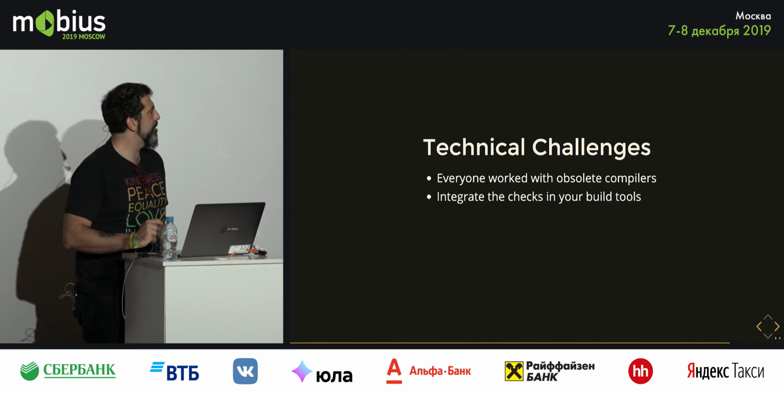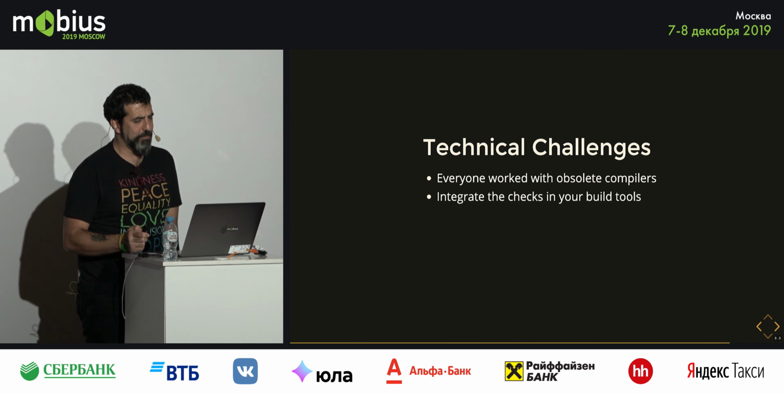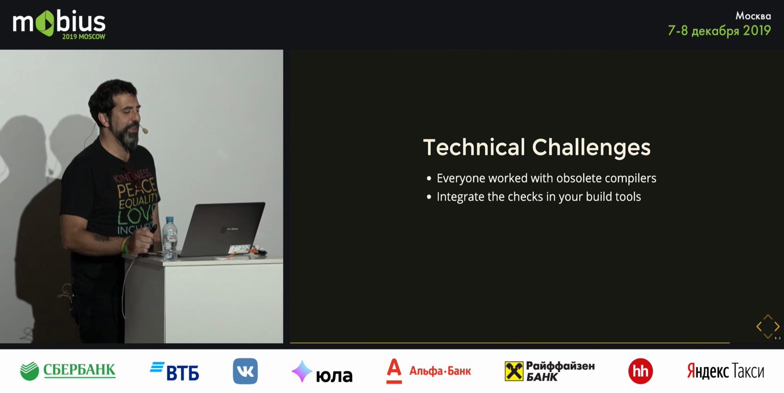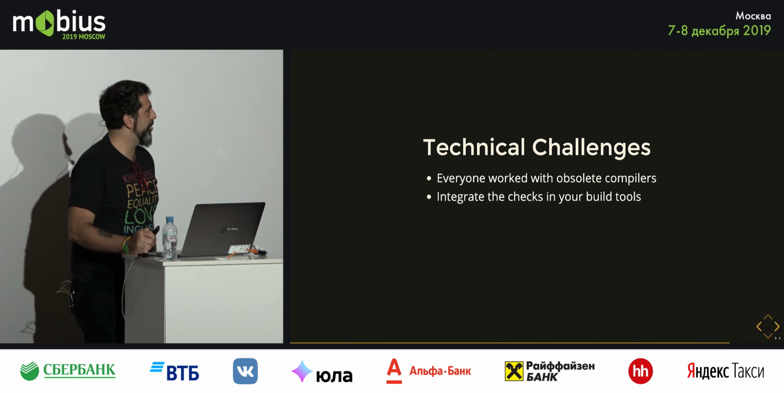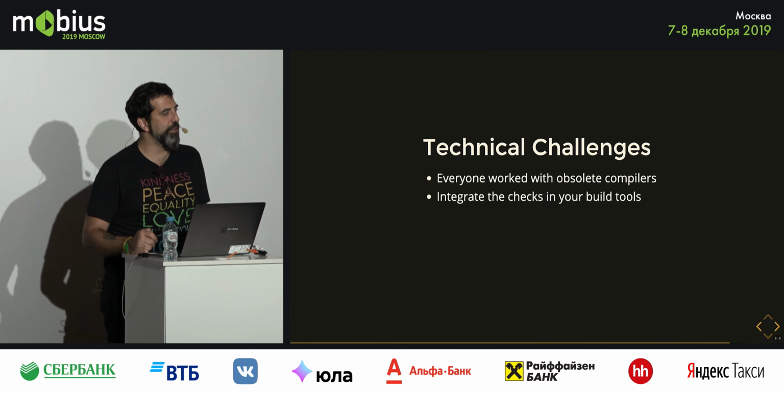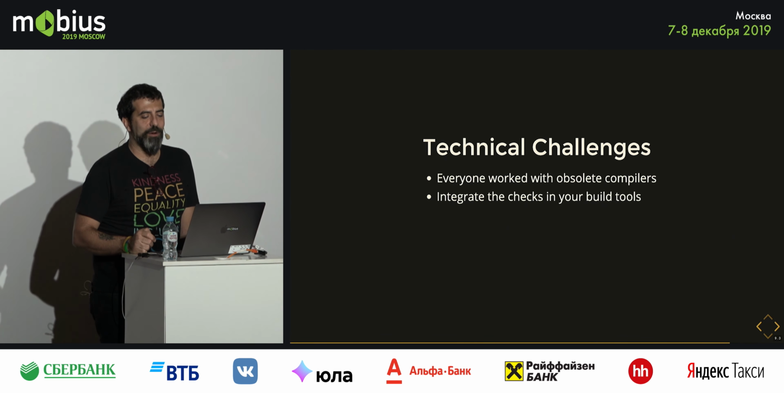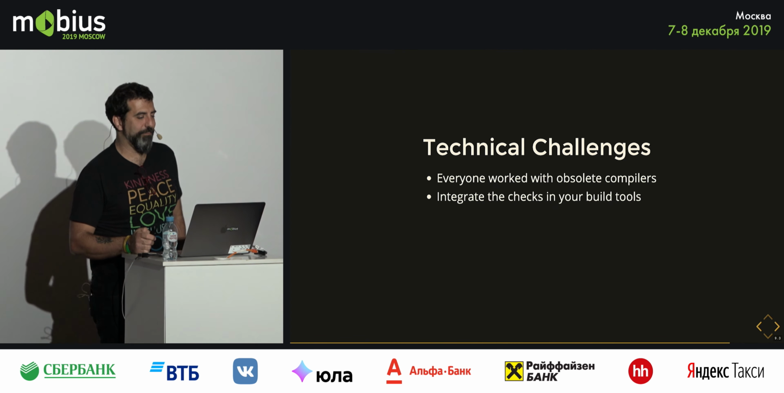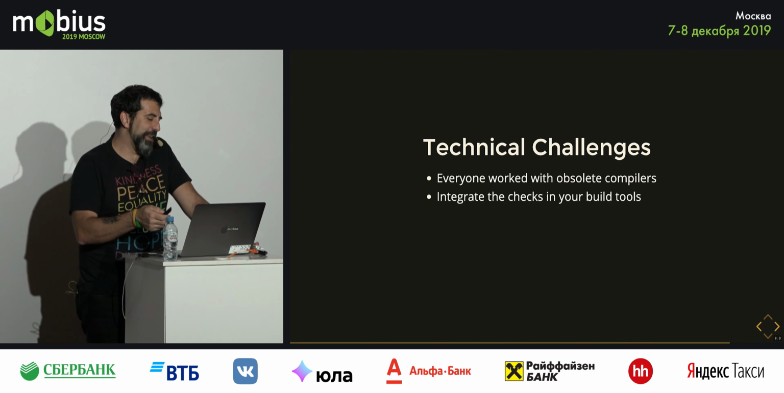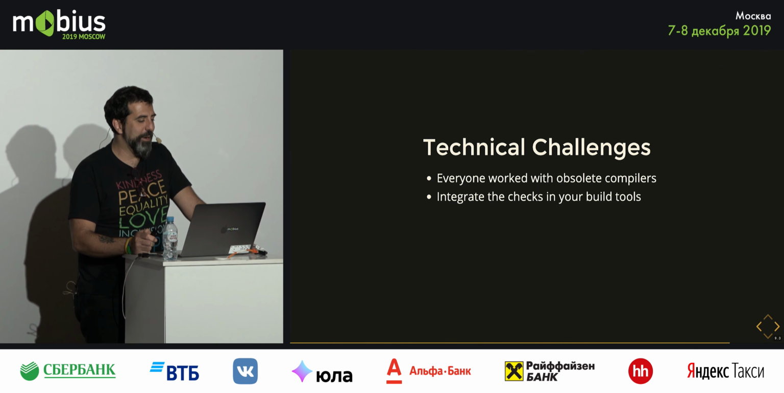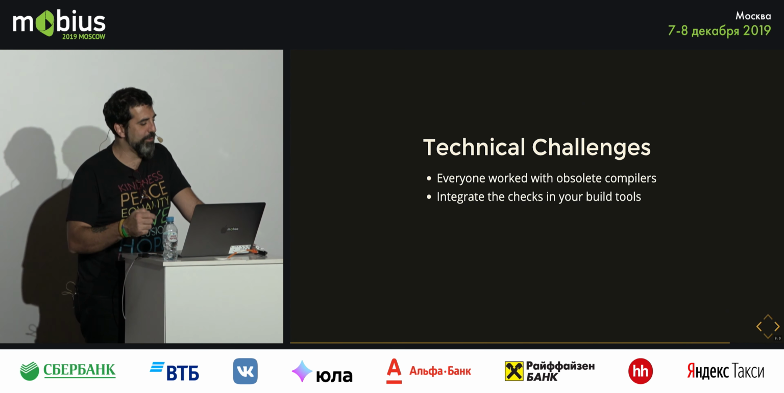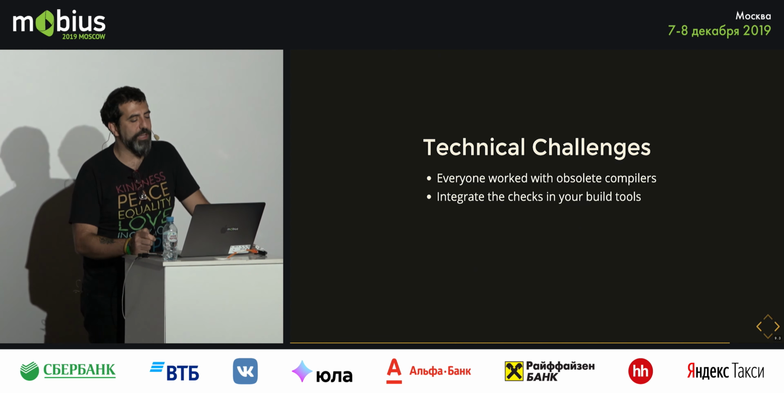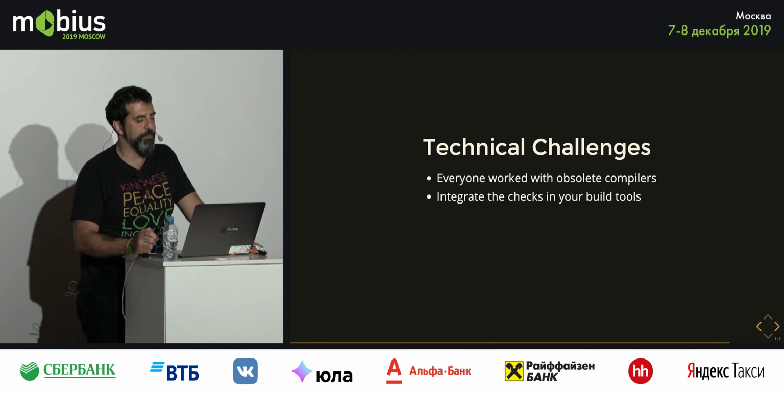Obsolete compilers can be absolutely updated. It's a lot of pain, but it happens. But you can go through it. The other technical challenge that you have to solve is that you want to integrate the checks in your build tools. You don't want to, again, have the situation where you have to manually do something. You want to have a check, you want to have a report right away. So no matter if you're using custom build pipelines or if you're using any open source solution, any commercial solution, you want to integrate this check in your build tools, and this will cost you.